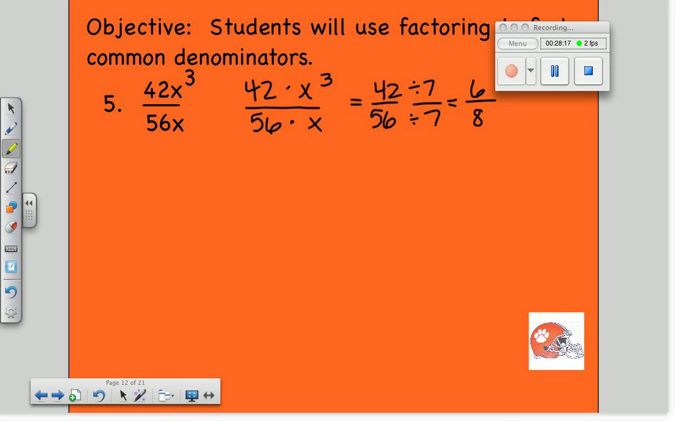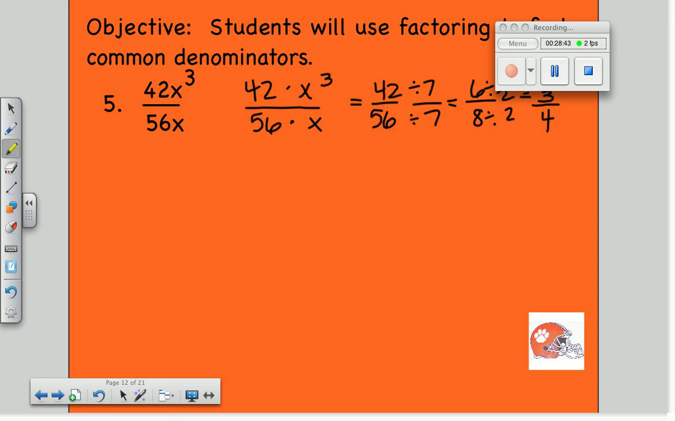And then I could use another common factor of 2. 6 divided by 2 is 3, and 8 divided by 2 is 4. So 3/4, there we go. Now the only common factor I have of 3 and 4 is 1. So I can leave 3 and 4 like that now.